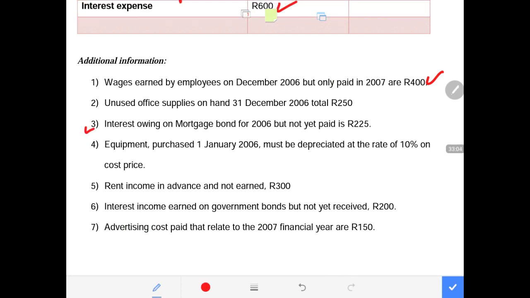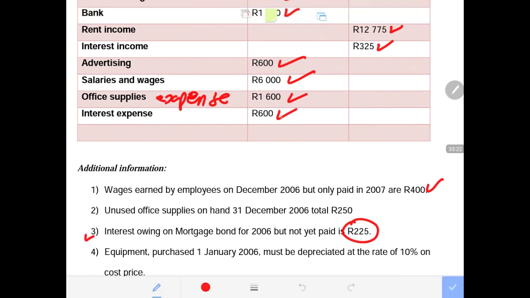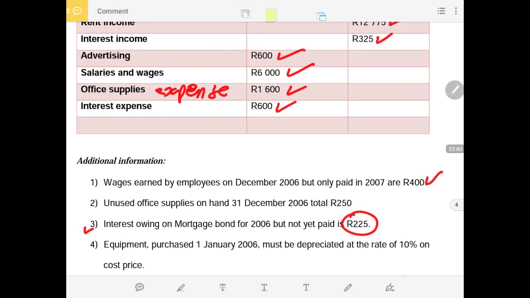Number 3, it says that interest owing on the mortgage bond for 2006 but not yet paid. We are owing the interest for the 2006 accounting period, and the interest was not yet paid. Then again, is the interest included in the amount in the trial balance? No, because it was not yet paid. Must it be included? Yes, it must be included because it is an expense for the current year, and expenses for the current year must be recorded in the financial statements as they were incurred by the end of the current year.